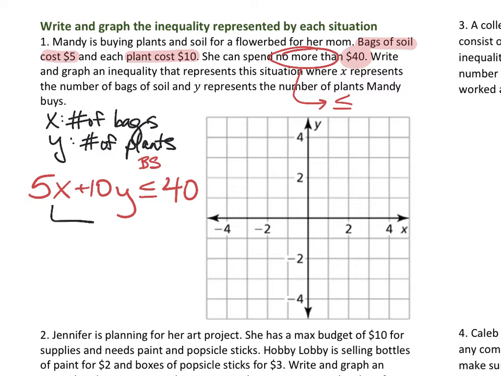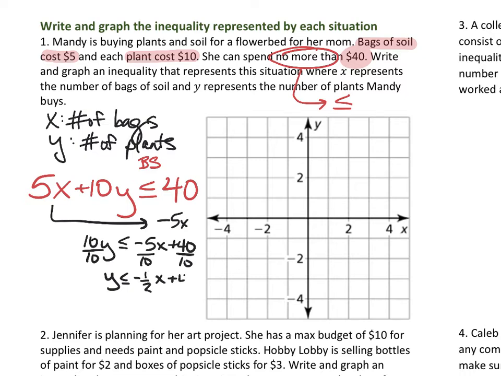So I'm going to take this x to the other side. It changes signs. This would be 10y less than or equal to negative 5x plus 40. Notice how I didn't change anything about that inequality sign. Don't accidentally change it back to an equal sign. It's still an inequality. We're going to divide by positive 10 on both sides, which means my sign is good to go. And I would have y less than or equal to negative 1/2 x plus 4. Great, I know how to graph that.